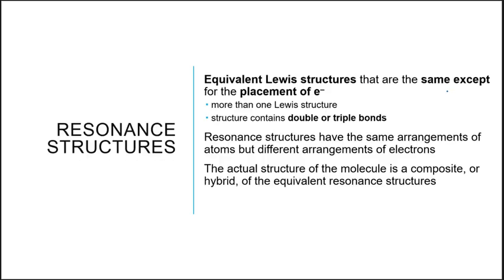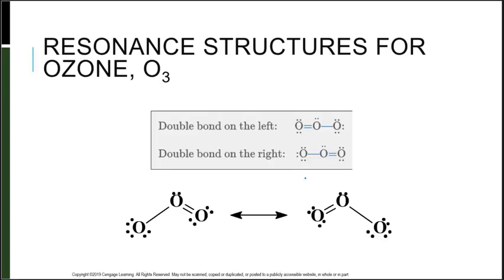Resonance structures are equivalent Lewis structures that are the same except for the placement of electrons, when there's more than one Lewis structure that could be made and the structure contains double or triple bonds. Resonance structures have the same arrangements of atoms but different arrangements of electrons. The actual structure of the molecule is a composite or a hybrid of the equivalent resonance structures.